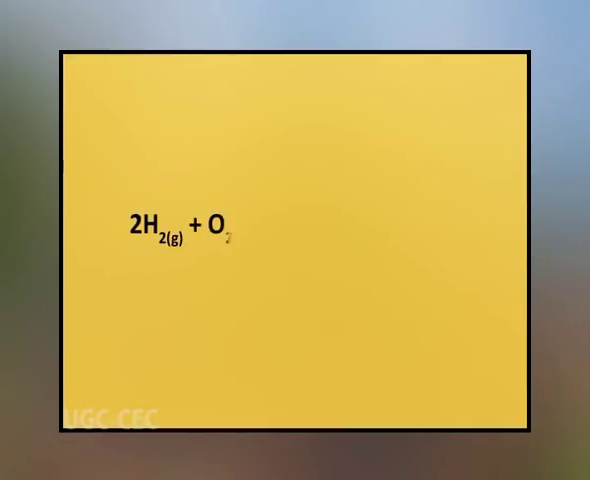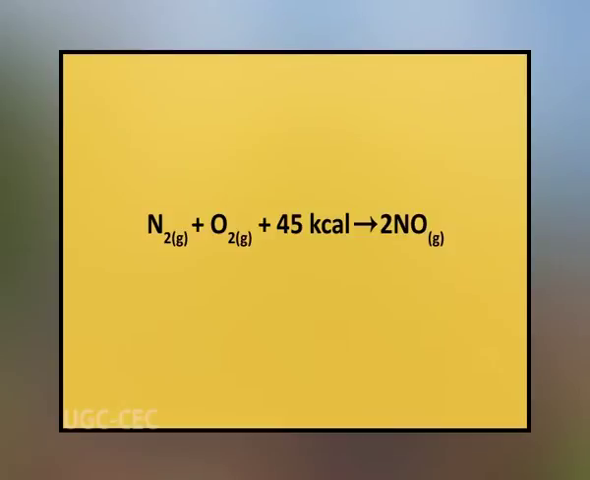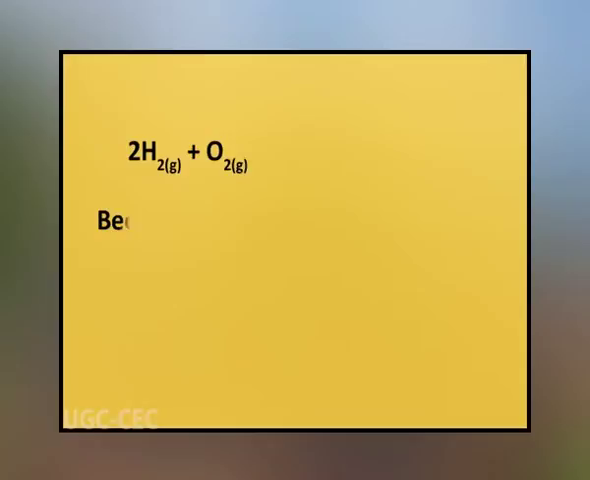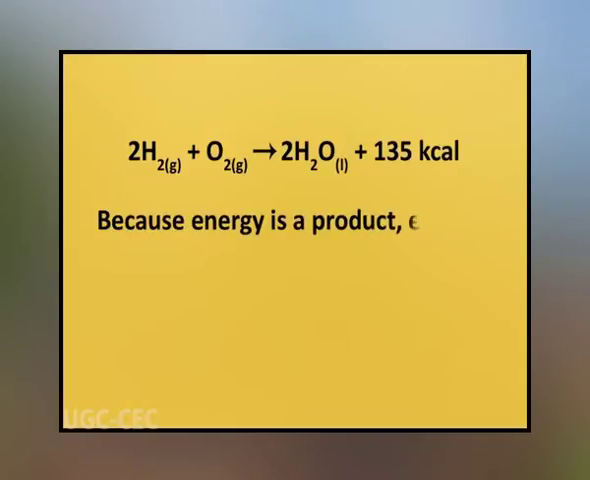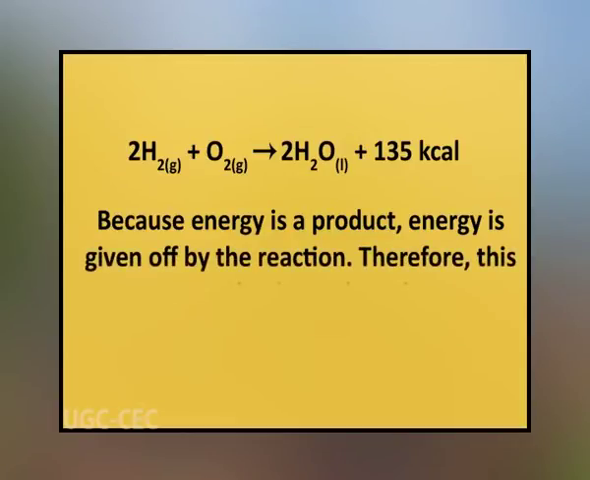Now, let us take some examples. Example first: is each chemical reaction exothermic or endothermic? Number first is 2H2 plus O2 gives 2H2O plus 135 kilocalories. And number second is N2 plus O2 plus 45 kilocalories gives 2NO. Now, the solution for this example is: because energy is a product, energy is given off by the reaction. Therefore, this reaction is exothermic. This is for the first reaction.